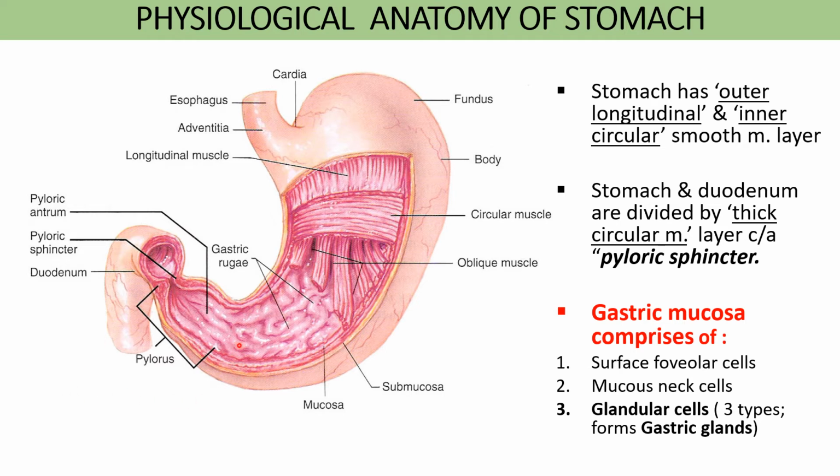The inner surface of the stomach shows a coarse arrangement called the rugae. These are rugae. These are nothing but the folds of mucosal and submucosal layers of the stomach. Here inside this mucosal layer of the stomach, you will find millions of gastric pits that contain many gastric cells and glands, namely the surface foveolar cells, the mucous neck cells, and the glandular cells.